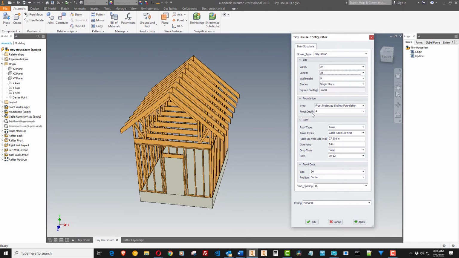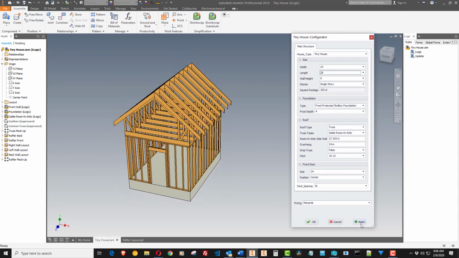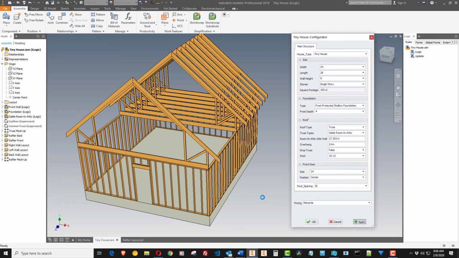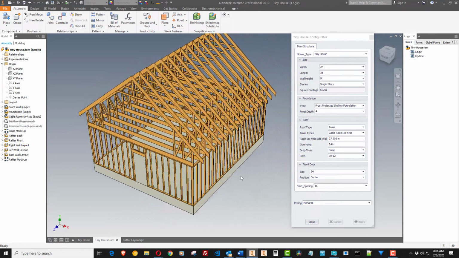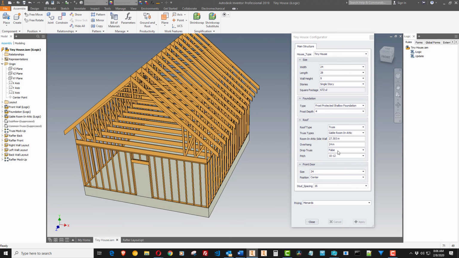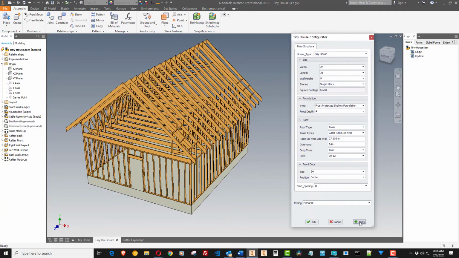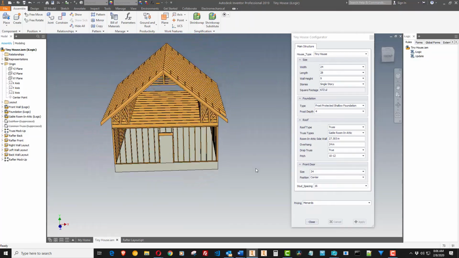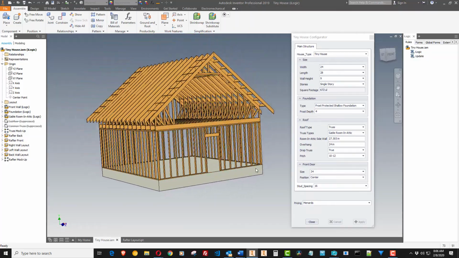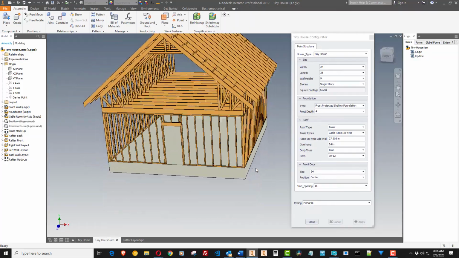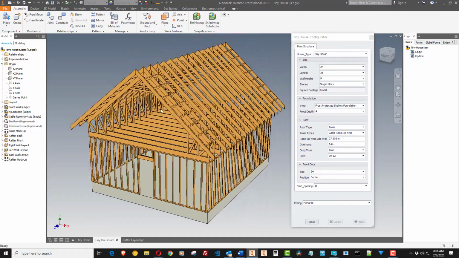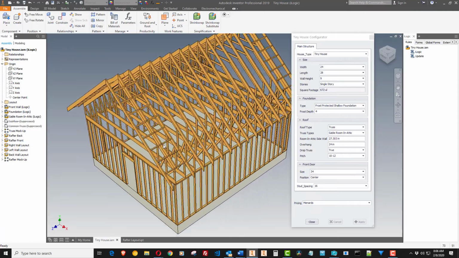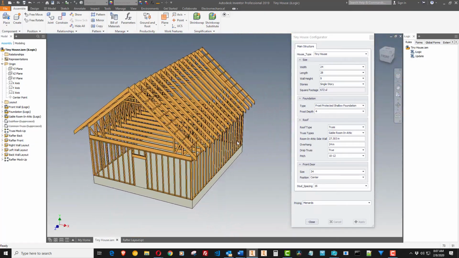24 by 28, this is what our house looks like. Well, not quite. Okay, with the ladders in there, that is our basic house design right there. 24 by 28 with a room and attic, set of trusses, and the ladders.